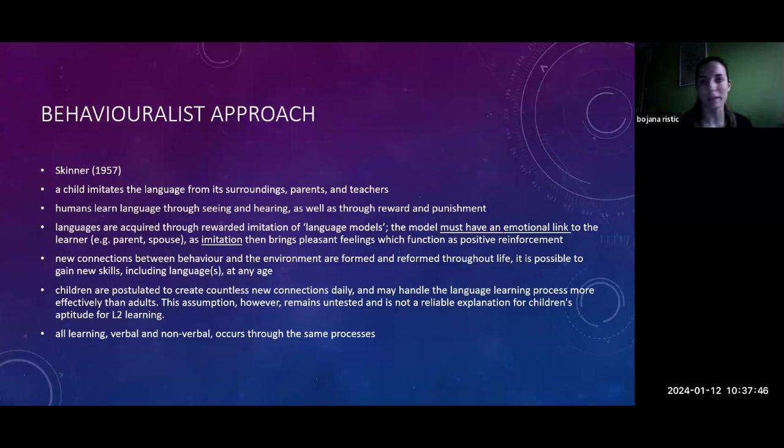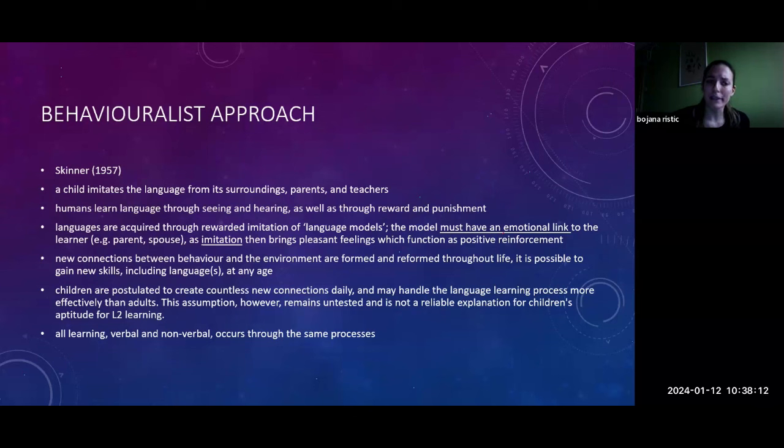And they're also claiming that there is no difference between language and any other information or learning, whereas the nativists are saying basically that language is special because of this language acquisition device. The behavioralists are saying that this is because you're constantly learning and creating new connections. You can learn at any point.